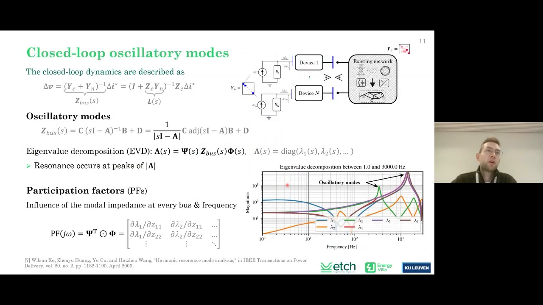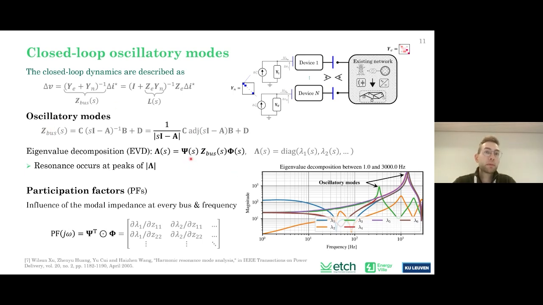When you derive the closed loop dynamics of a power system, which is here denoted as the closed loop bus impedance matrix, then you can see that the poles of the closed loop bus impedance matrix are the eigenvalues of your state space matrix A. So this means we can identify oscillatory modes by doing an eigenvalue decomposition of the closed loop bus impedance matrix.